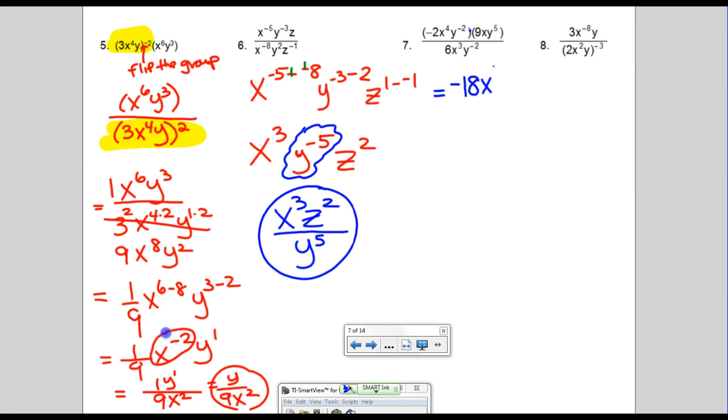X to the 4th times an x would be x to the 4th plus 1. Y to the negative 2 times y to the 5th would be negative 2 plus 5. And then we're going to keep the denominator. So I'm going to finish off and simplify the numerator first. So 4 plus 1 is 5, and negative 2 plus 5 is 3.